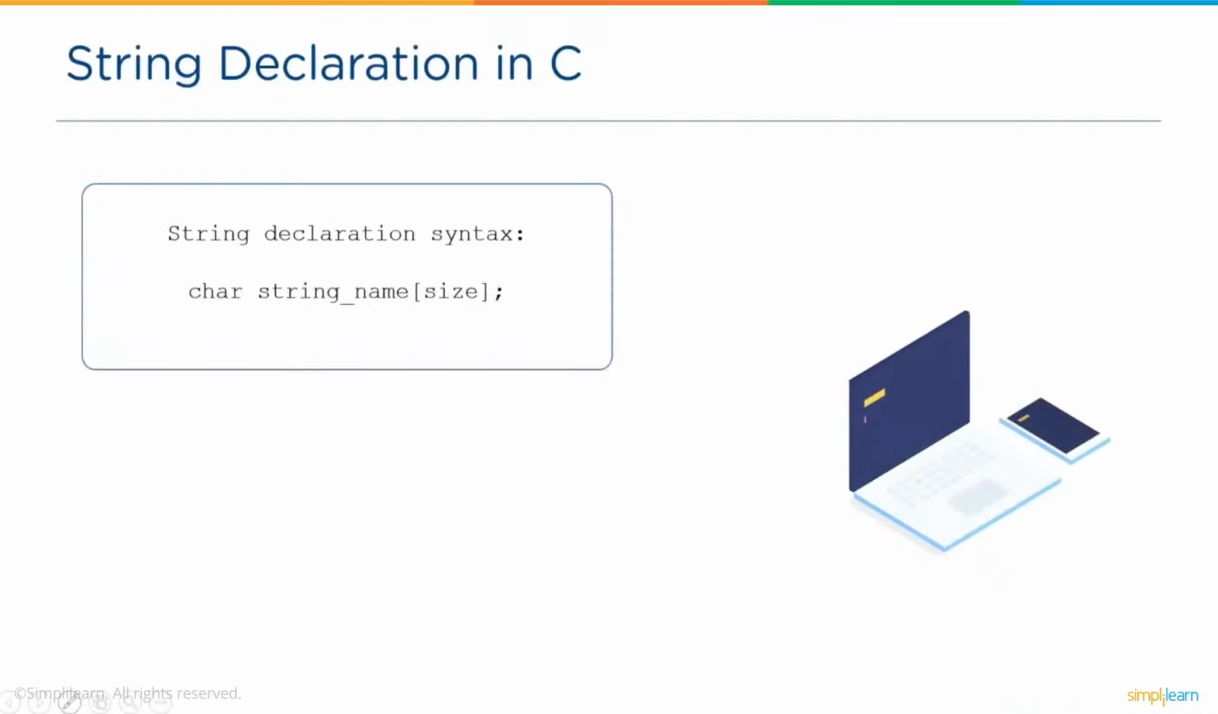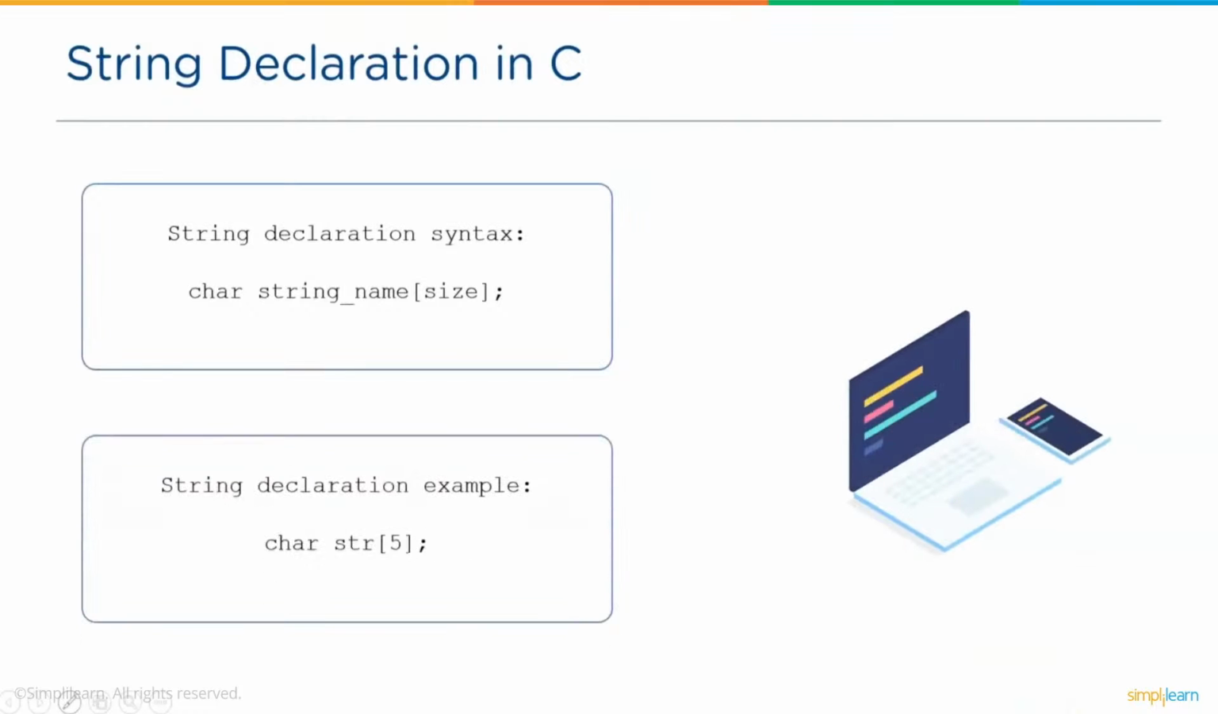We have the data type followed by string name and the size. Always a string must be declared of data type character. For example, we have char as data type, string name as str, it can be any name, and followed by the size of a string. If the string size is 5, the last character would be a null character represented as a terminating character in the C programming language.